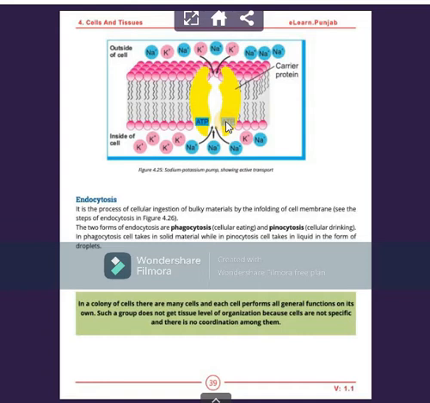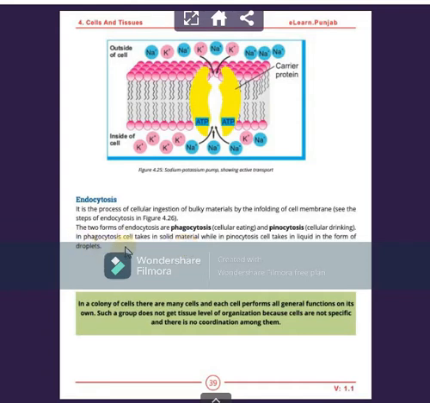Next thing is endocytosis. Endo means inside. So it is the process of cellular intake of bulky material by the infolding of the cell membrane. The two forms of endocytosis are phagocytosis and pinocytosis. Phagocytosis means cellular eating, and pinocytosis means cellular drinking. Cellular eating and drinking means the eating of the cell and the drinking of the cell.